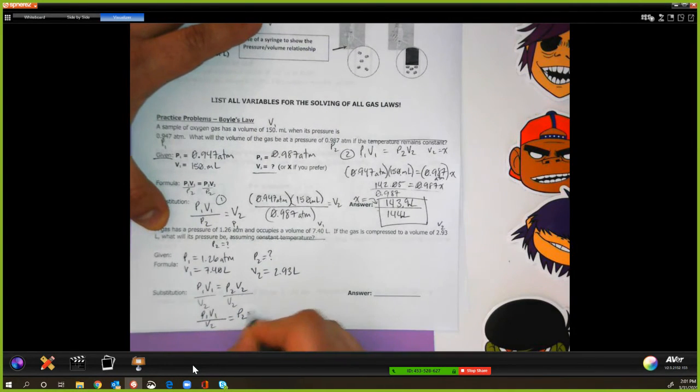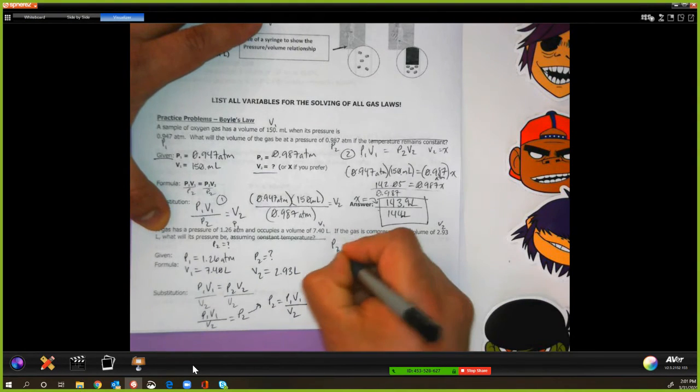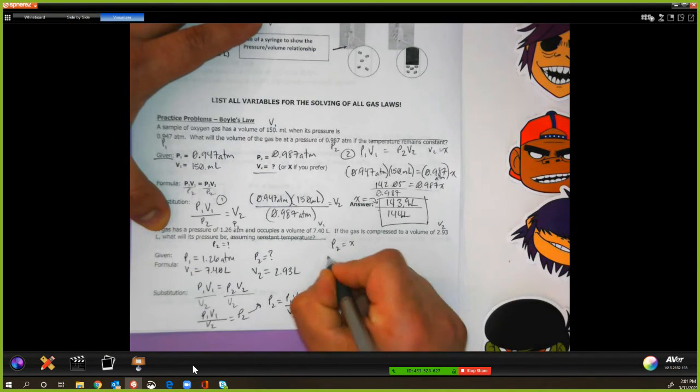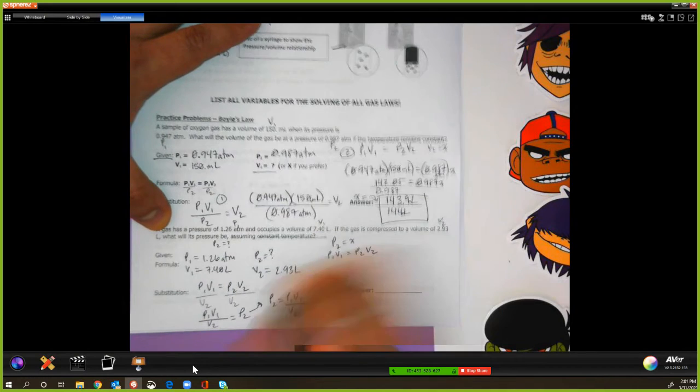And then I just like to write that to have the stuff that's on the equal sign on the right of my variable. It's the same formula, right? Then I get my numbers and plug them in. If I'm solving for X, if I make P2 equals X, then I just write my formula, P1 V1 equals P2 V2, and I put in my numbers.